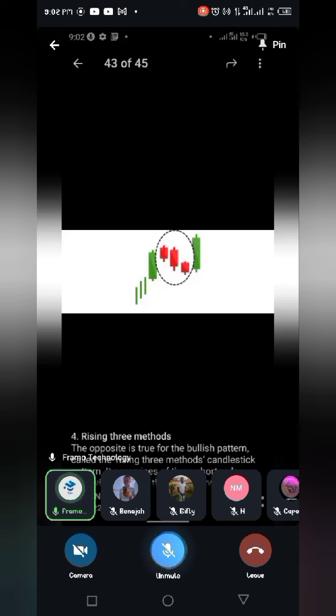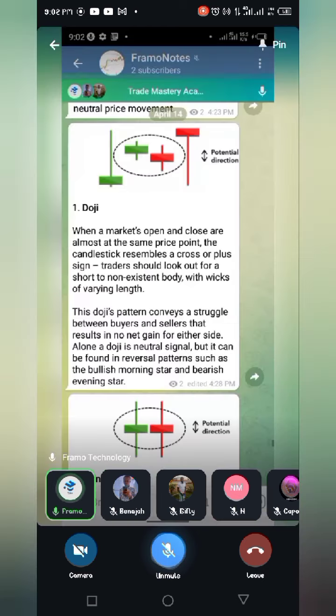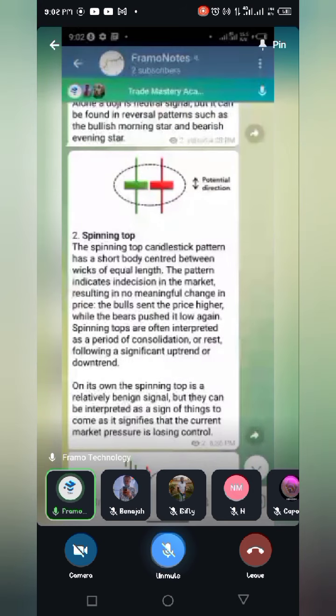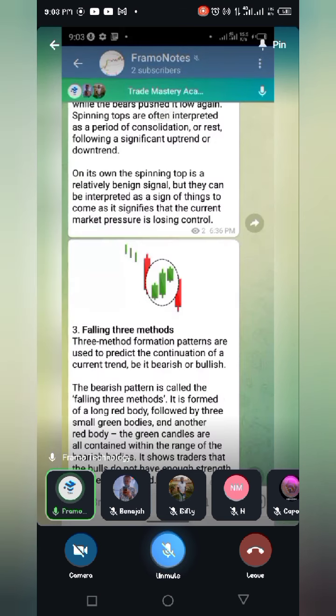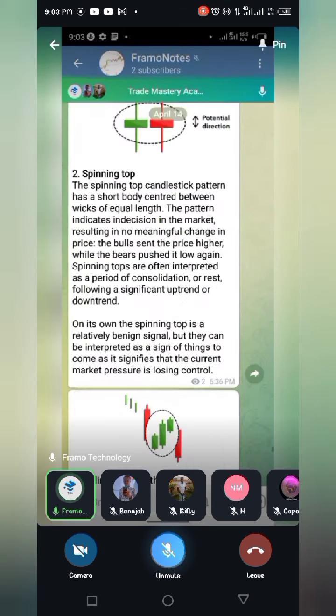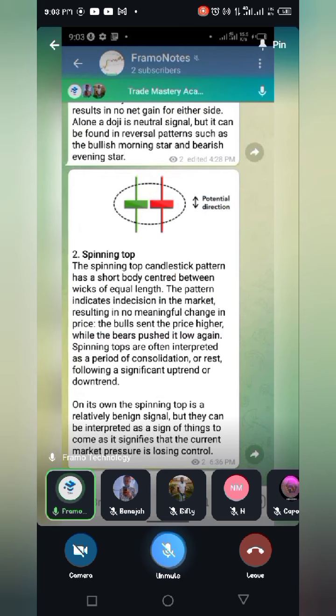So we have actually learned 4 continuation patterns, 7 bullish patterns, and 7 bearish patterns. If you are able to master all these patterns that we have learned today, from now onwards, you will be able to make trade decisions by looking at the candlesticks and the patterns they form. You know when to enter, and when you get your target, you can leave.